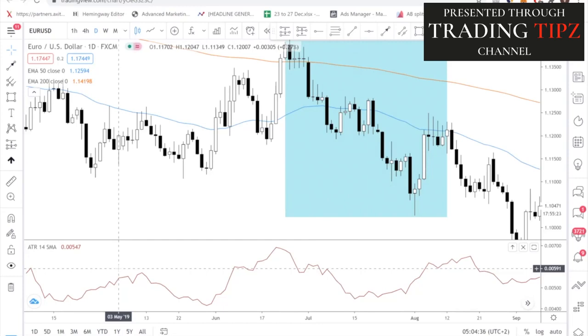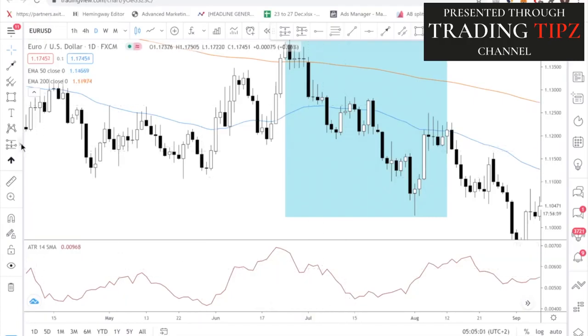If you do not know what ATR is, it's basically an indicator that calculates the range of the previous X number of days. In this case, we are using 14 days. So we are trying to calculate the average range of the past 14 days that the market has been trading, between the high and the low. That's how you get this graph over here.